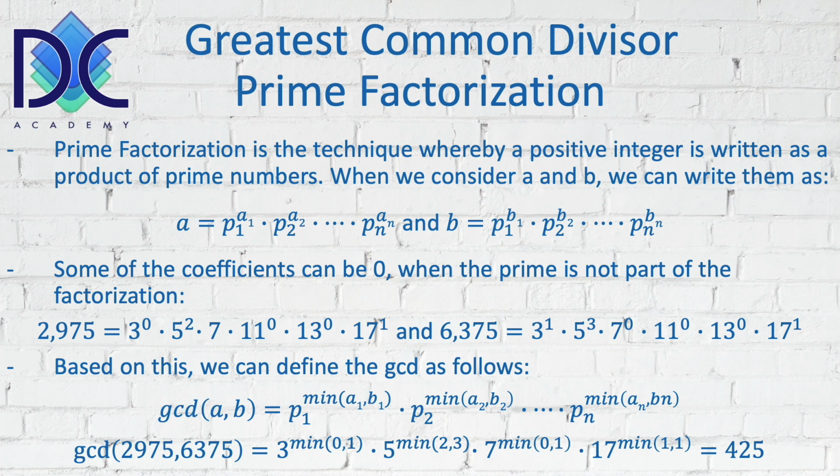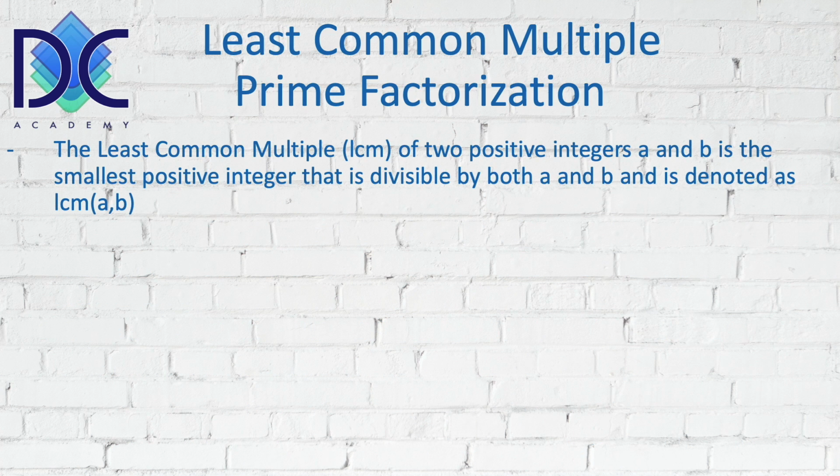So I have to take 3, the minimum 0 of 1 is 0, so it becomes 3 to the power 0. 5 to the power minimum of 2 and 3 is then 5 to the power 2. 7, minimum of 0 and 1 is also 7 to the power 0, and for 17 I have the minimum of 1 and 1, so we take 17 to the first power, and when I look at this, we find that the greatest common divisor is basically 425.